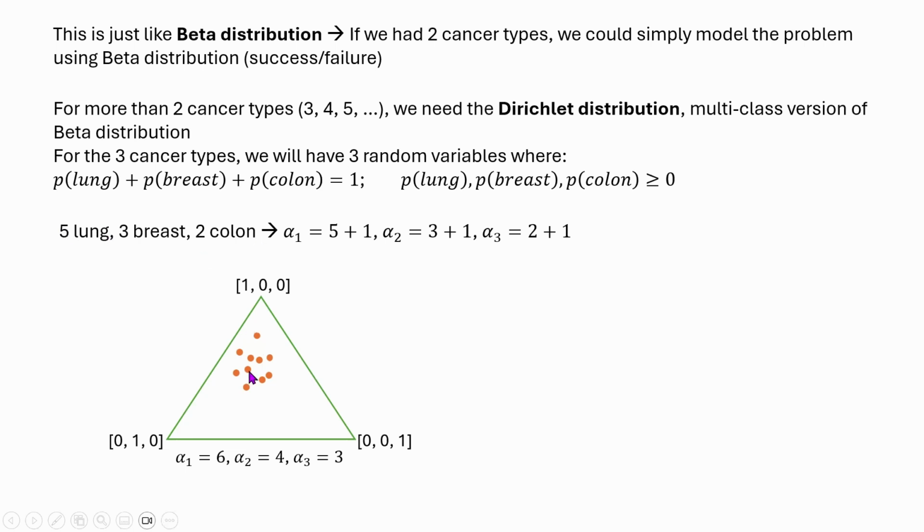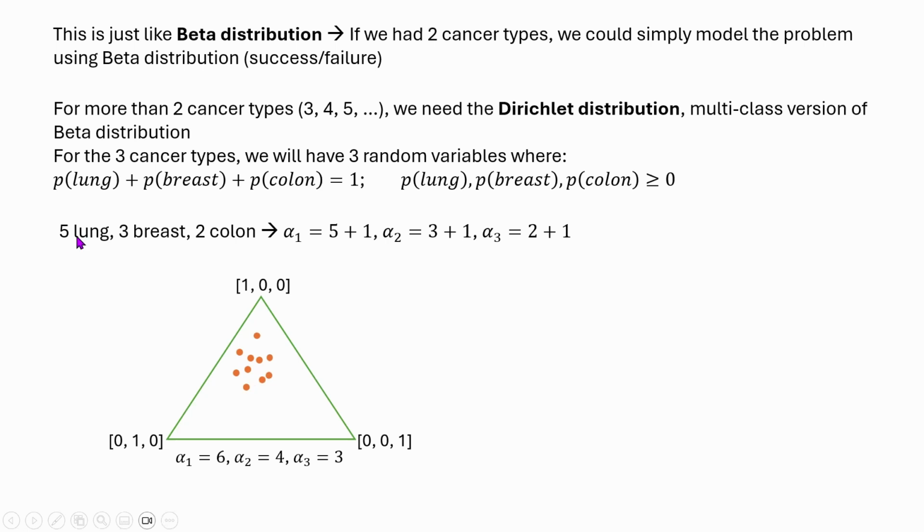So we see that all these points are randomly sampled points from this triangle, the distribution. Everything inside this triangle you can think of as the probability distribution of this Dirichlet distribution. So we can randomly sample from this distribution and we are going to get points which are scattered like this. Let me explain why they look like this.